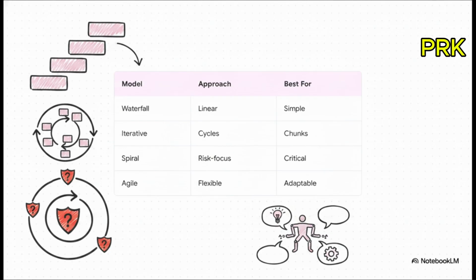So, the crucial point is, when we contrast these directly, the differences are night and day. Waterfall is linear and rigid, best for simple projects. Iterative builds in chunks. Spiral loops with high-risk analysis for critical systems. And Agile, which we are going to discuss next, well, Agile is highly flexible and all about collaboration.